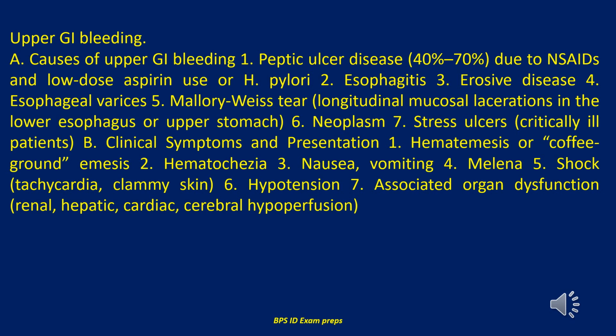6. Neoplasm. 7. Stress ulcers in critically ill patients. We will now discuss its clinical symptoms and presentation. They include 1. Hematemesis or coffee ground emesis. 2. Hematochezia. 3. Nausea and vomiting. 4. Melena. 5. Shock manifesting as tachycardia and clammy skin. 6. Hypotension. 7. Associated organ dysfunction, that is, renal, hepatic, cardiac, cerebral hypoperfusion.